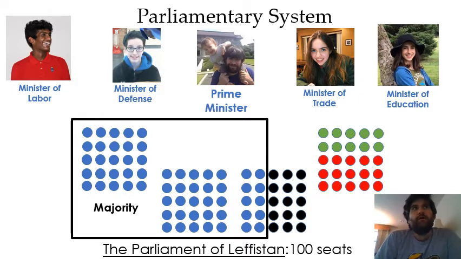Similarly, political scientists who study this would note that party line voting, that is everyone in one party voting the same way, tends to be more common in parliamentary systems like this one, for reasons that we might eventually get to. Basically, the members of parliament know that they rely on the party leadership for their positions of influence.